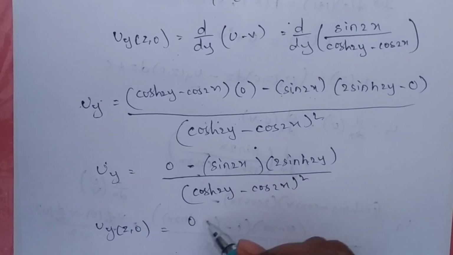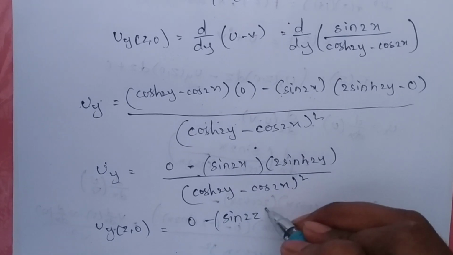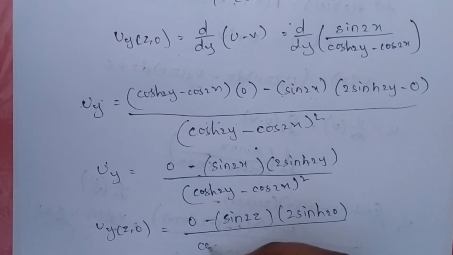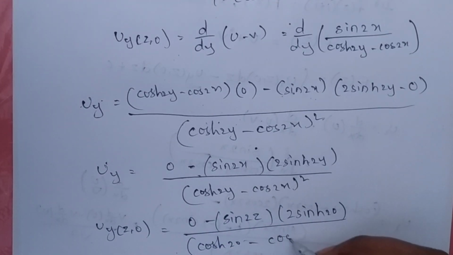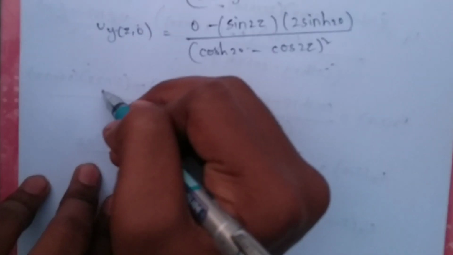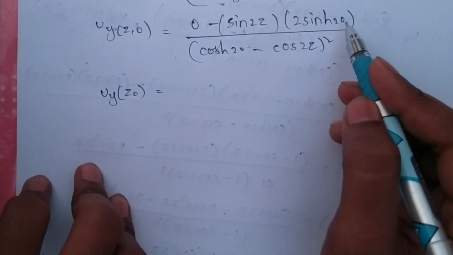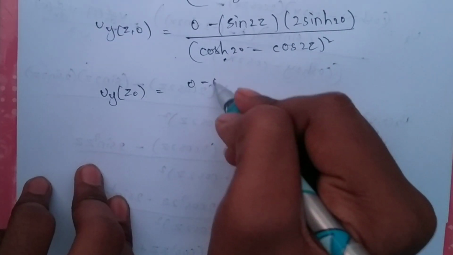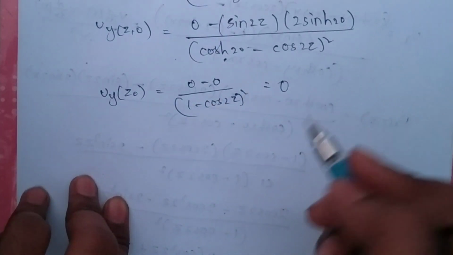We are going to find uy at z comma 0. It is 0 minus sin 2z into 2 sin h0 by cos h0 minus cos 2z whole square. In the above step, you see sin h0 value is 0 and cos h0 value is 1. So 0 minus 0 by 1 minus cos 2z whole square. It is 0.